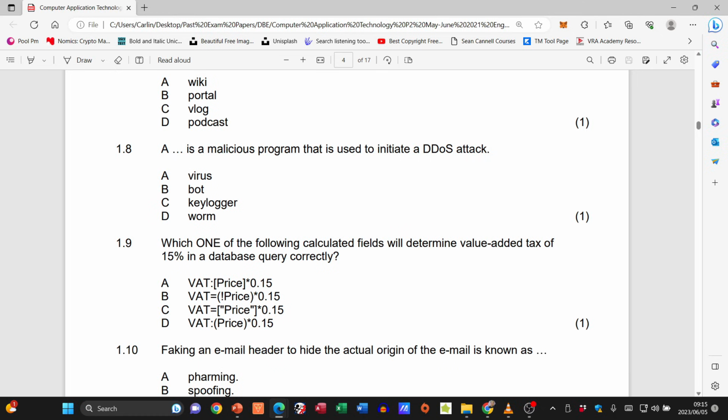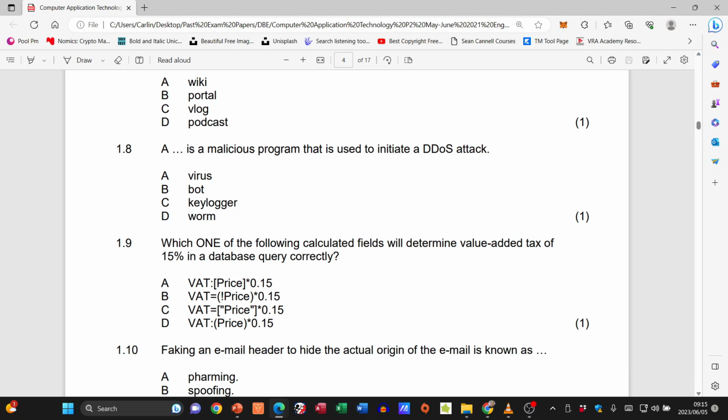1.8. What is a malicious program that is used to initiate and what is this? This is a denial of service attack. That's when you've got a little program that's actually sending requests to servers continuously. And those requests that are going through all the time, it actually means that other people who are requesting access maybe to the site or to some other portal or so on, they can't get access to that, right?